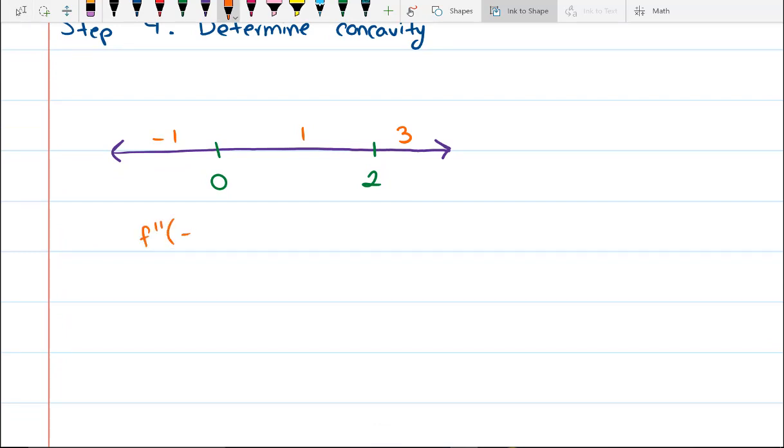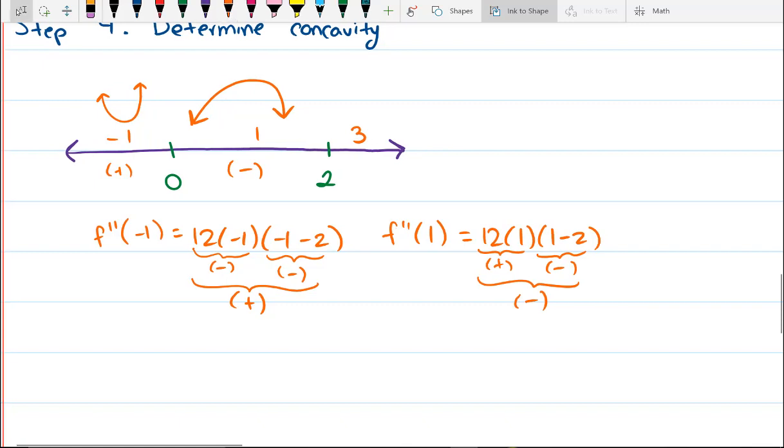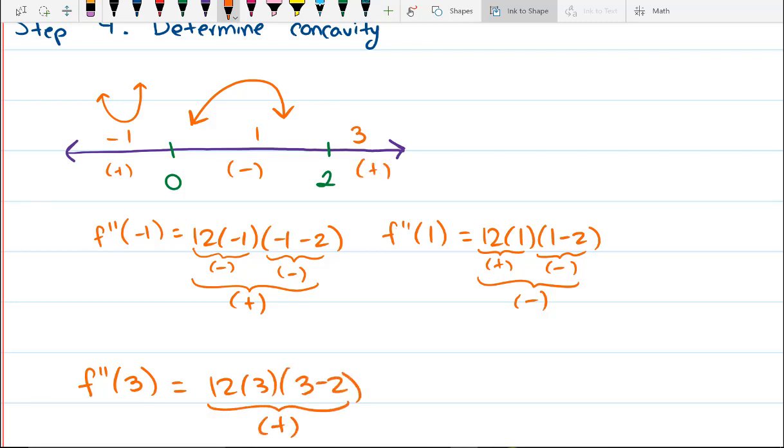So f double prime of -1 is 12 times -1, times -1 minus 2. This is negative. This is positive. So you get, oops, this is also negative. So you get a positive. So right here, it's positive, so we are concave up. Now let's check it with 1. You get 12 times 1, times 1 minus 2. This is positive. This is negative. So we have a negative. So it's concave down. Now we check our last point, which is 3. And you get 12 times 3, times 3 minus 2. Well, the whole thing is positive, so we get positive.